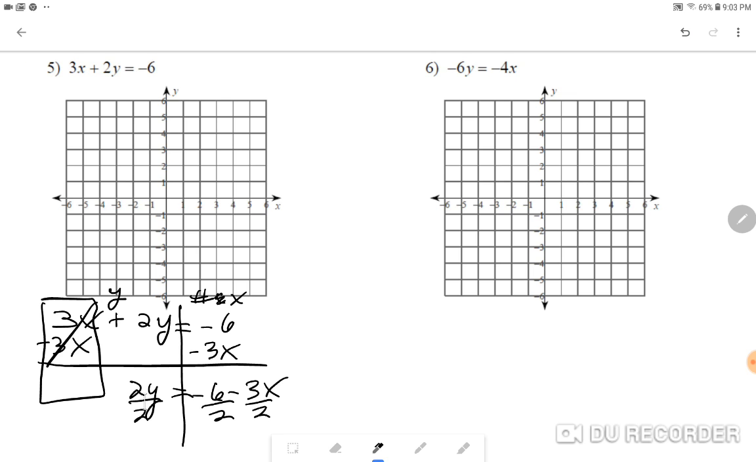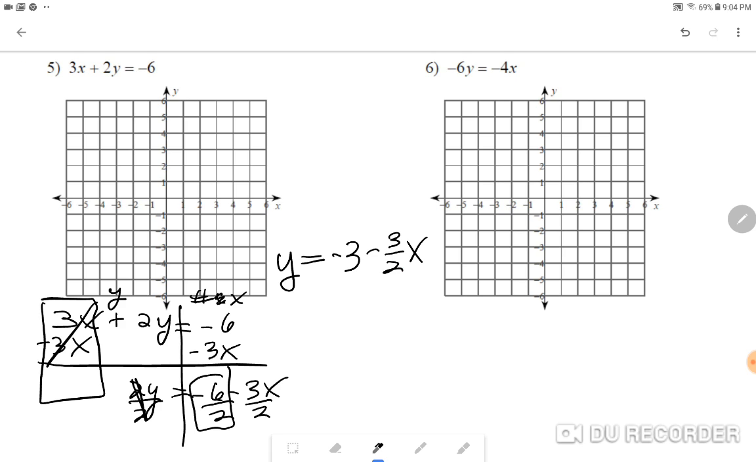So the answer, the 2's cancel, so you have y is equal. Negative 6 divided by 2 will give you negative 3. And 3 cannot be divided by 2 evenly, so the answer will be negative 3 over 2. If it doesn't divide out, leave it like that, no problem.